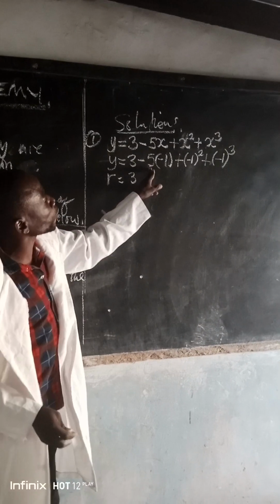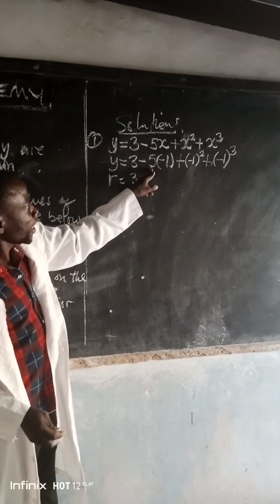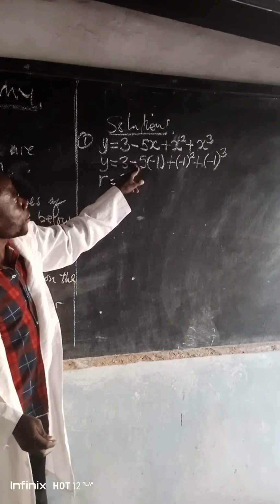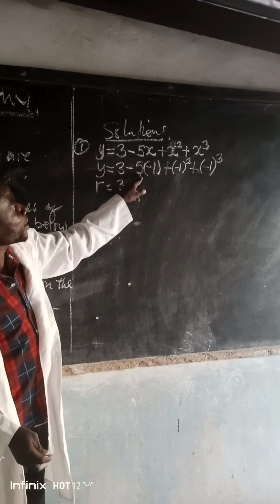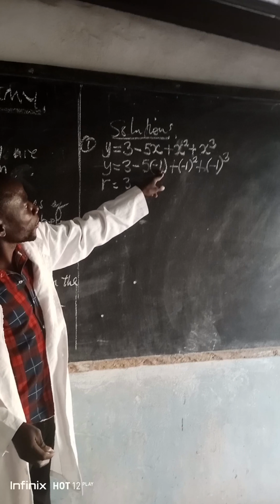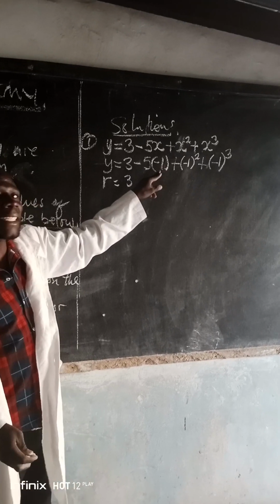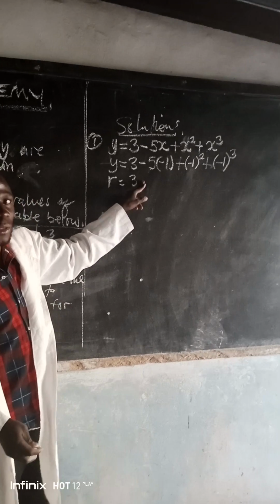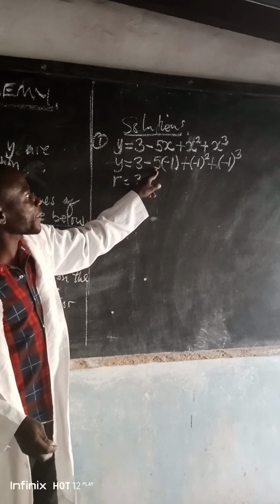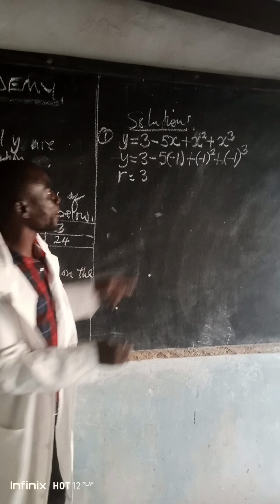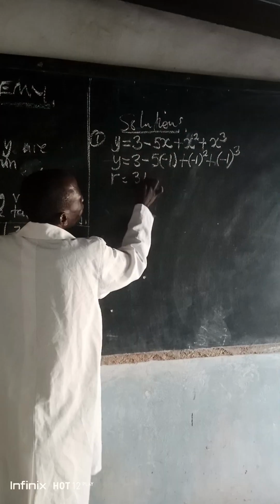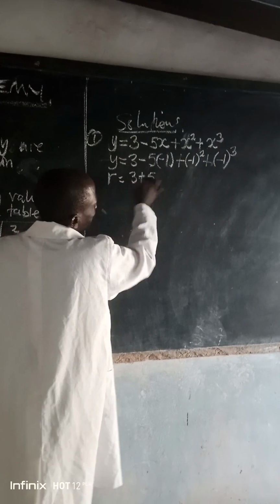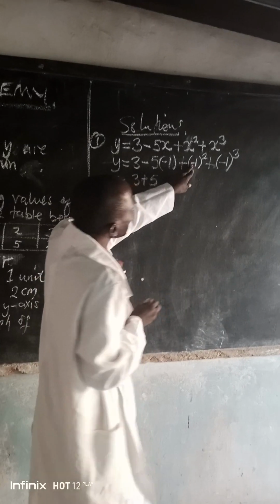Here we are going to multiply -5 times -1. Remember integers: negative by negative, you obtain a positive sign. 5 times 1 is 5. So in fact, you have positive 5.